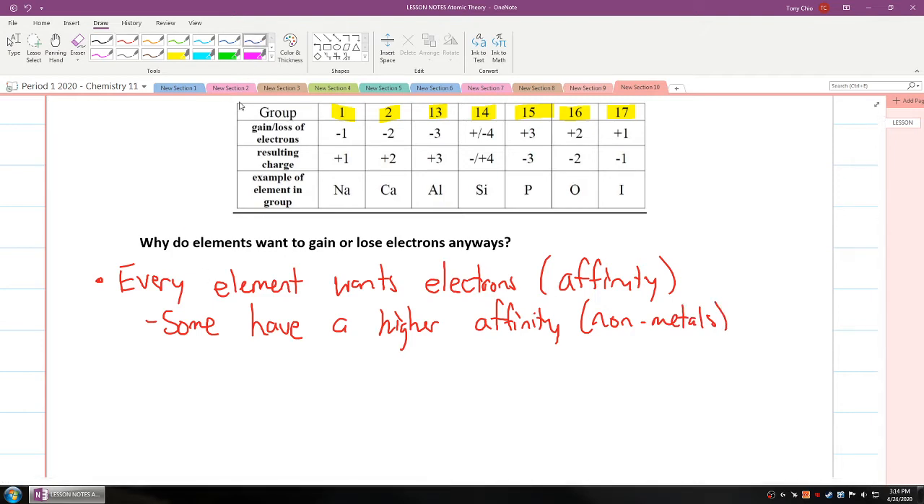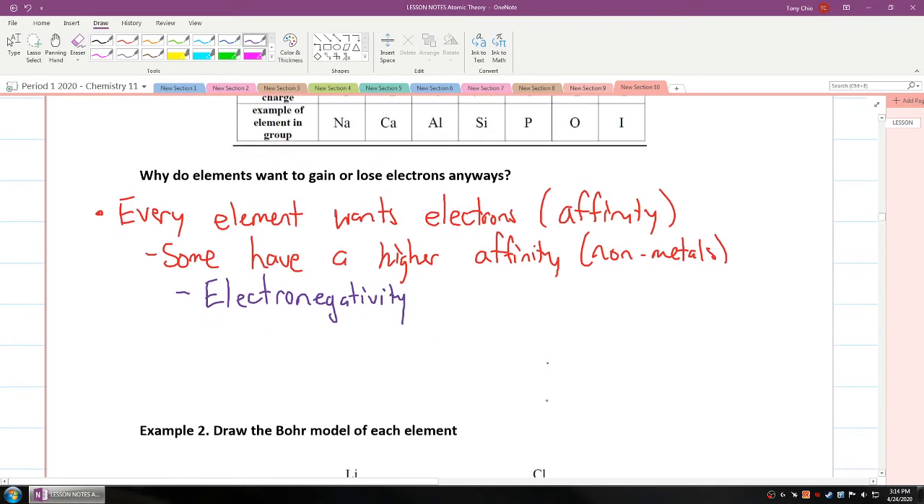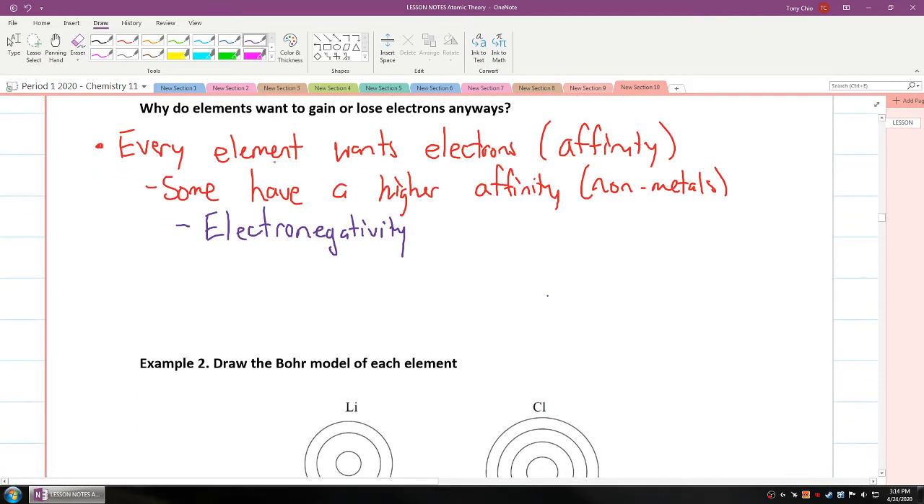And we can measure affinity. We call this electronegativity. And that will come into play when we go into a lesson on periodic trends. The higher the electronegativity, the more it wants to gain electrons. So which ones do that? The nonmetals do that. Alright? So let's go into the Bohr model of this compound right here. We have lithium chloride.